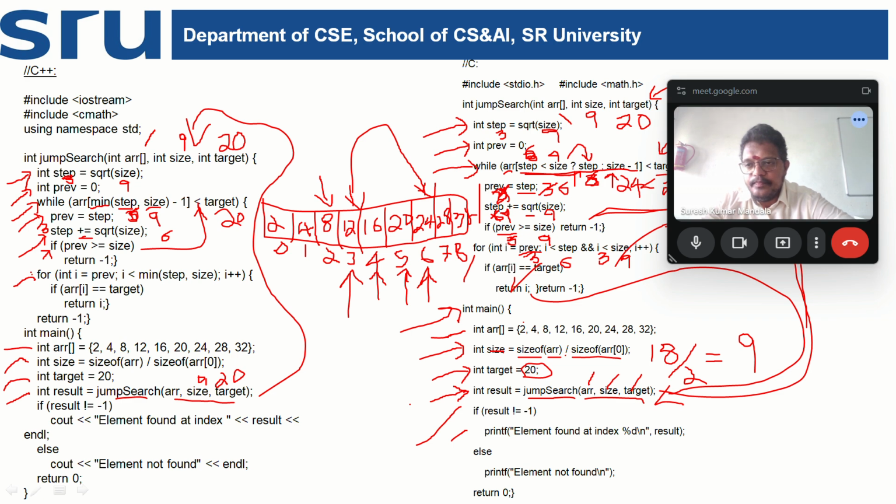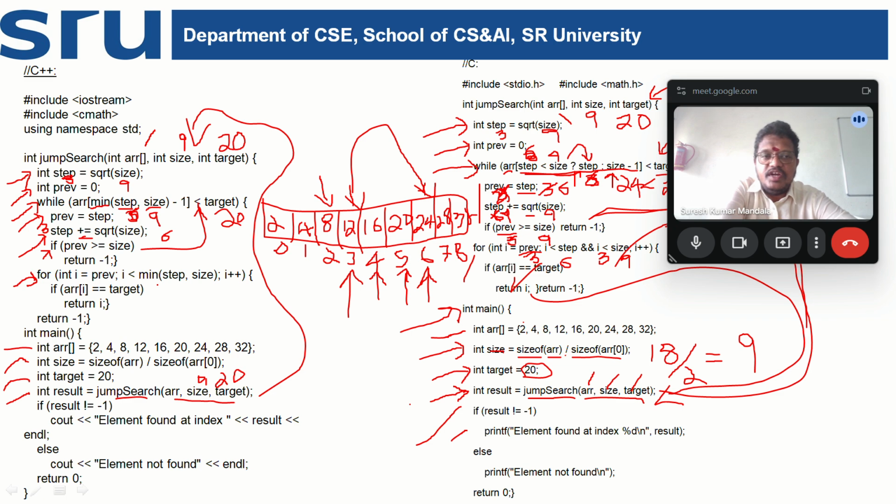Within the for loop, the I value will be initialized with the previous. What is the previous value we are having? 3. So I will be initialized with 3. Next, I less than minimum of step and size. What is the step value we are having? 6. Between 6 and size 9, what is the minimum it will return? 6 will be returned.